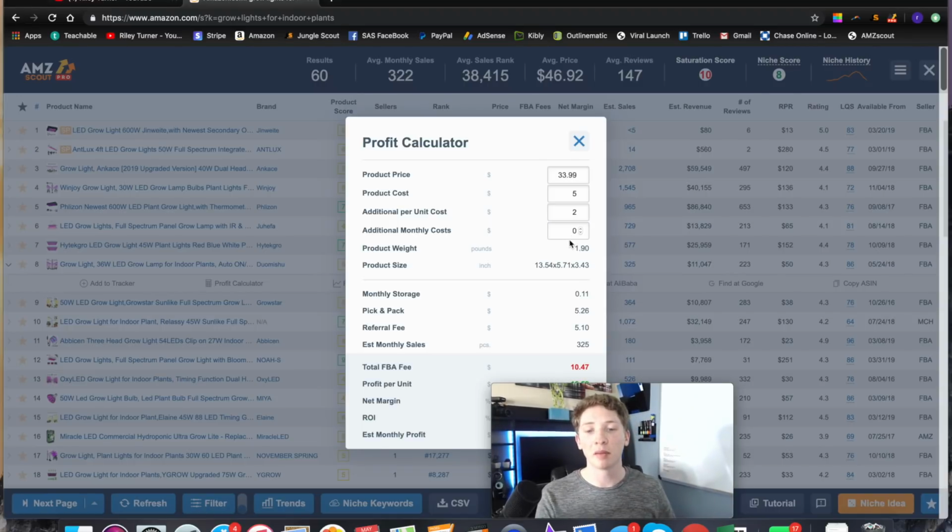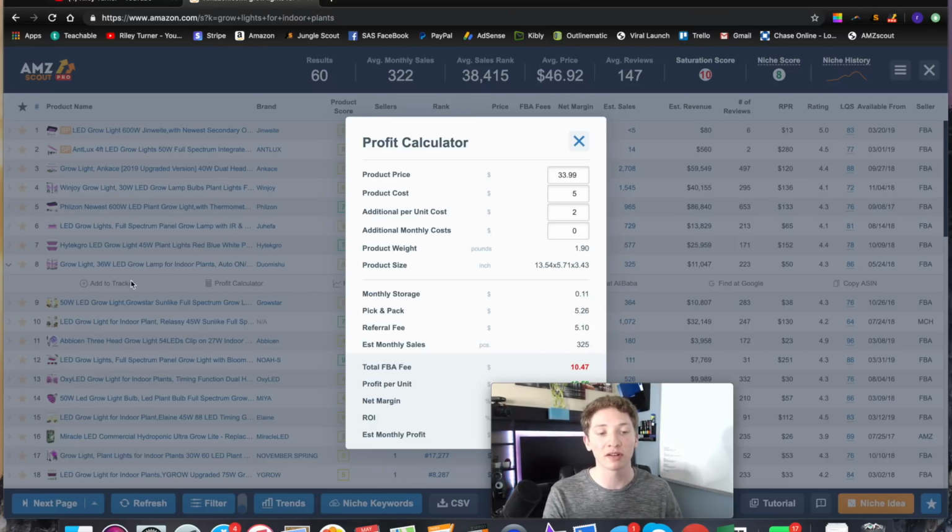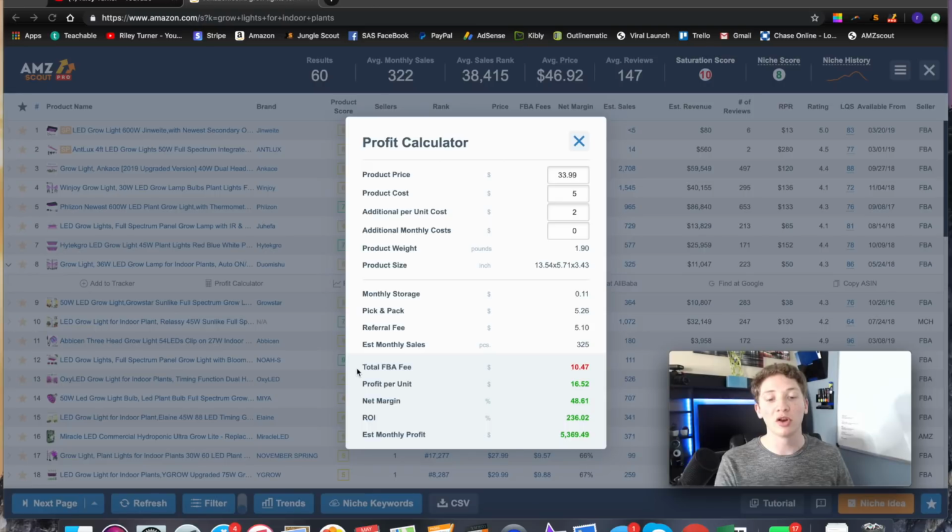I'm going to go ahead and leave that blank for now though, and then it will tell us the product weight of this specific listing. And then below, this is where the magic happens. This is where it's going to tell us the average storage fee, the pick and pack fee, the referral fee, and the average monthly sales if we are at this current spot on the first page. And then below that, we can see all the different profit and FBA fee totals down here.